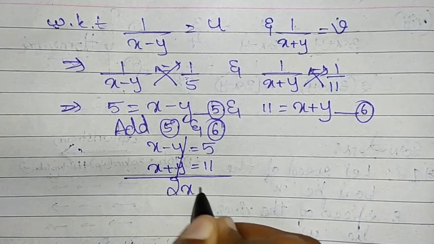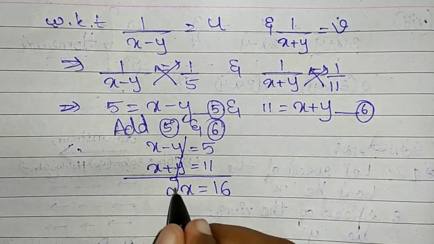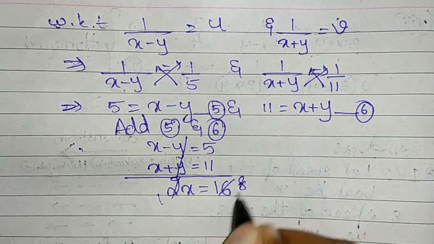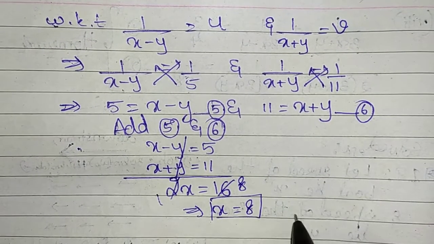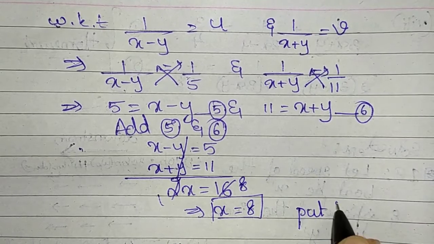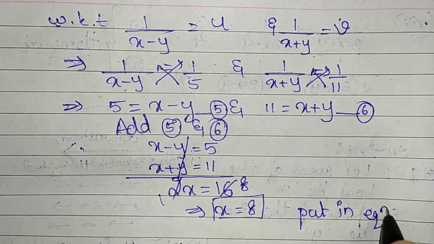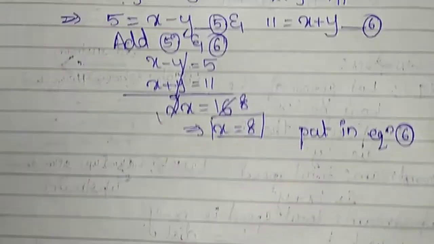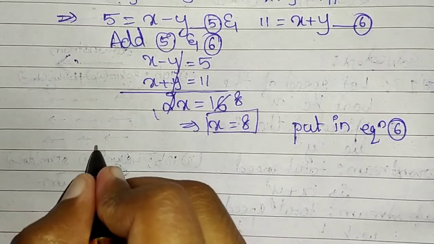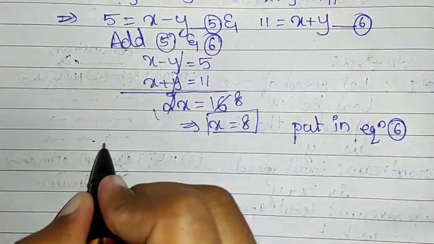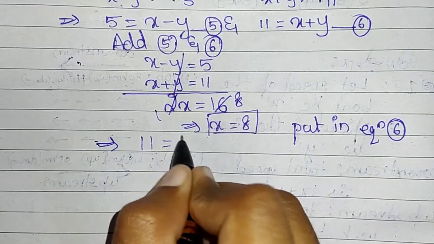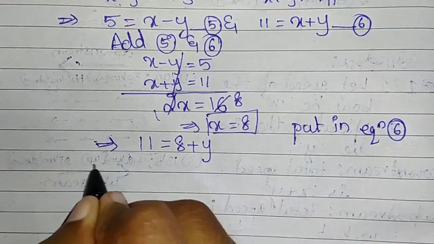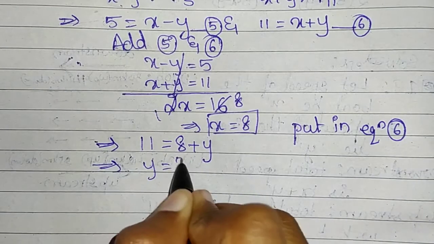We get 2x is equal to 16. 2 ones are 8s are. This implies x is equal to 8. Put it in equation 6 to find the value of y. You can put it in equation 5 too, there is no harm. So this implies 11 is equal to 8 plus y. This implies y is equal to 3.